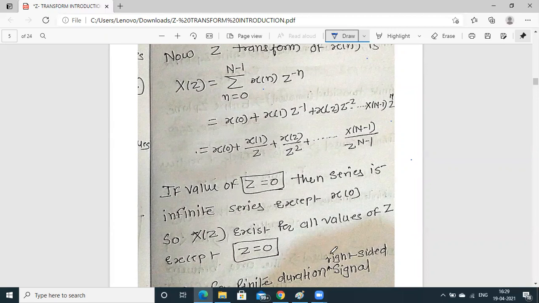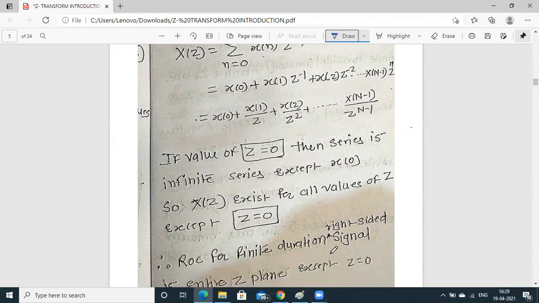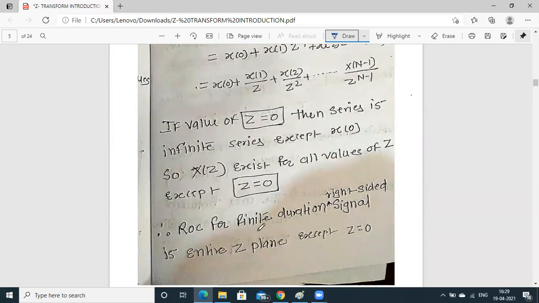So the ROC for a finite duration right-sided signal is the entire z plane except z equal to 0, because if we put the value of z equal to 0, this series becomes infinite.